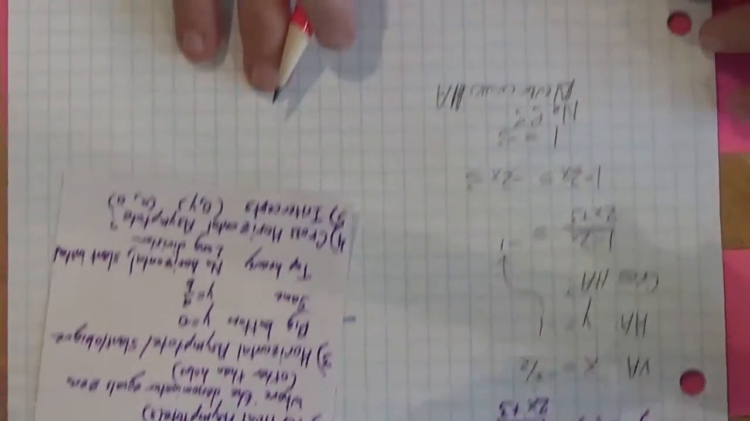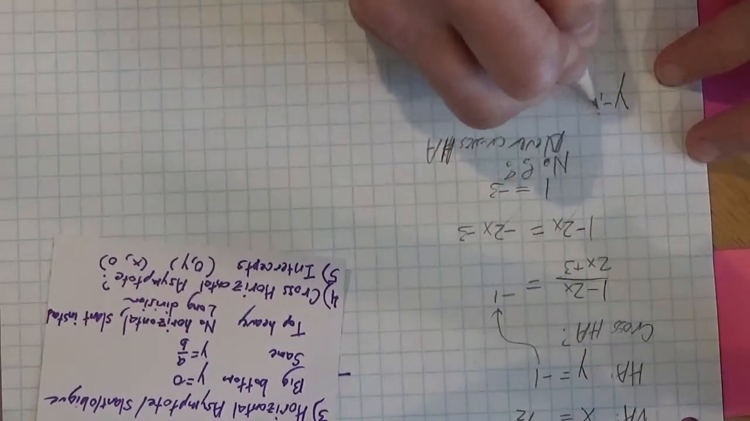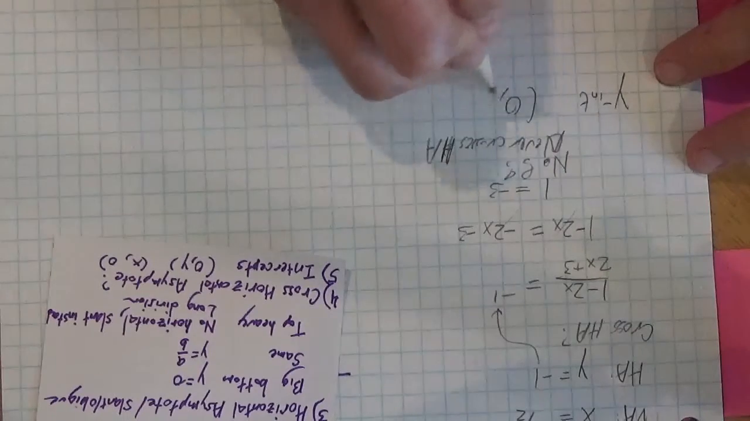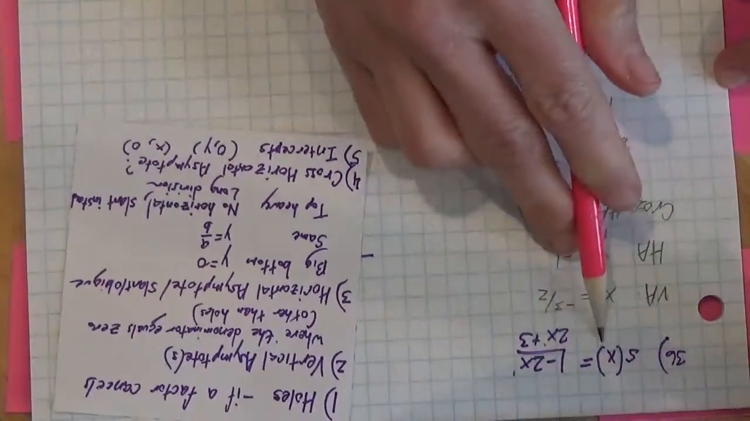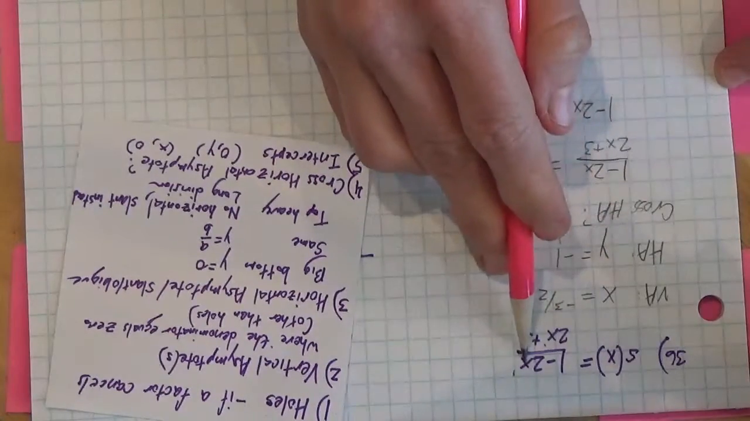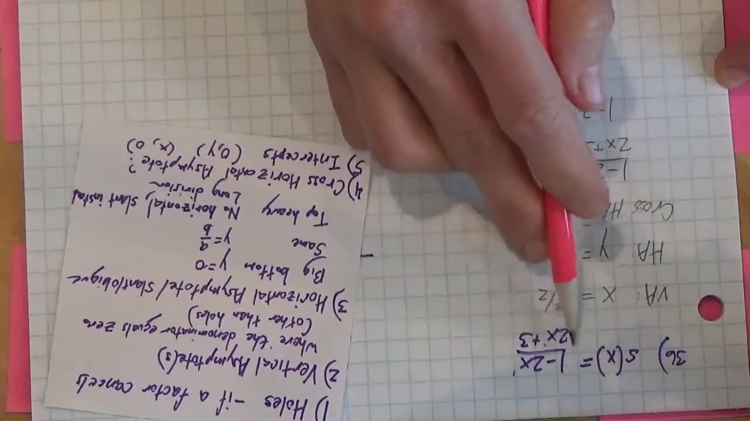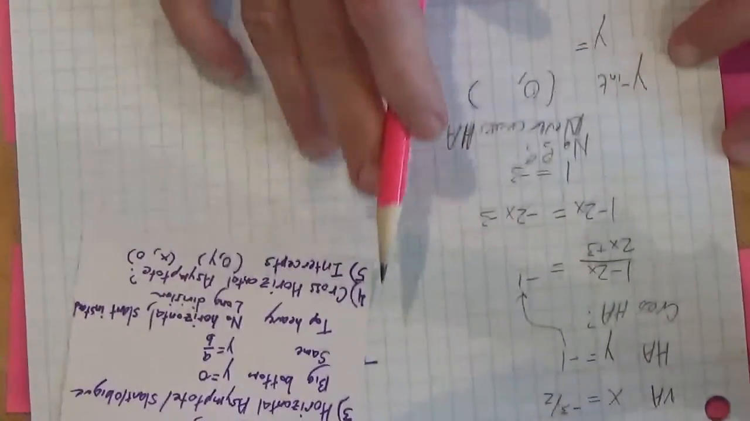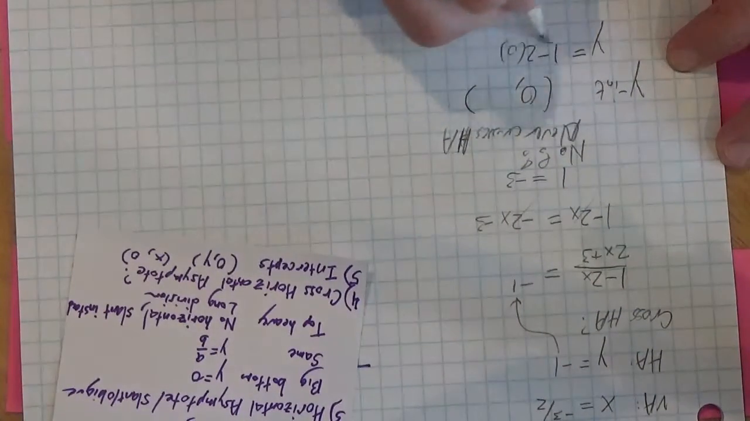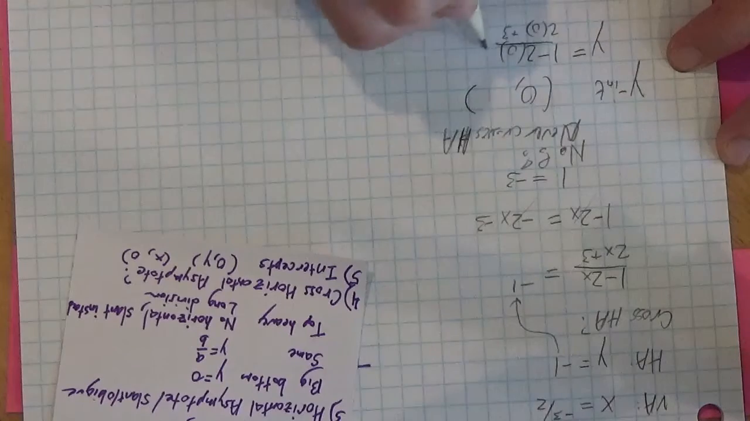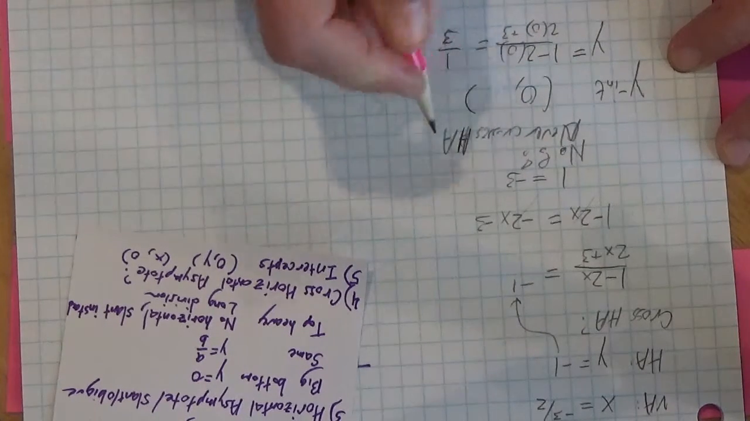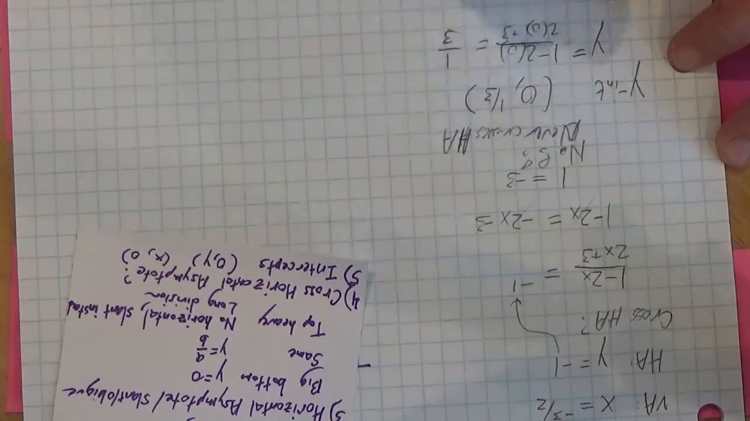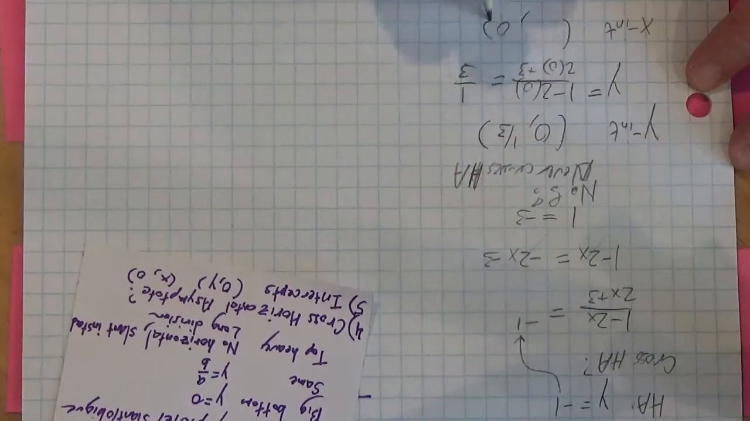So now I'll find my y-intercept, and that always happens when the x is 0. So if I go back to my original problem, y is this, and I'm just going to plug in zeros for the x's. So it's going to be 1 minus 2 times 0 over 2 times 0 plus 3, and that's going to be 1/3. And so that's 1/3.